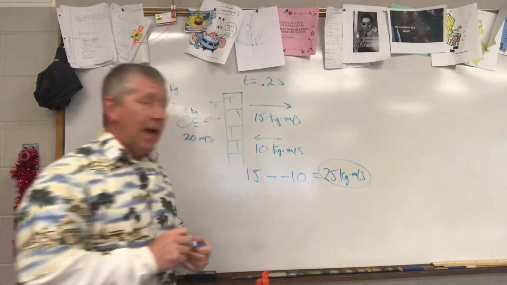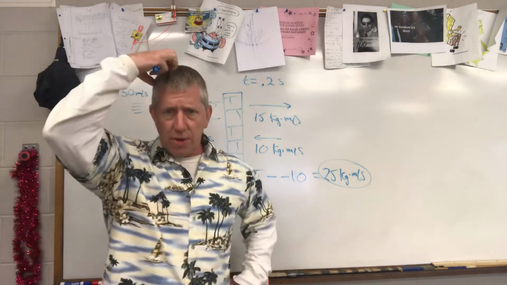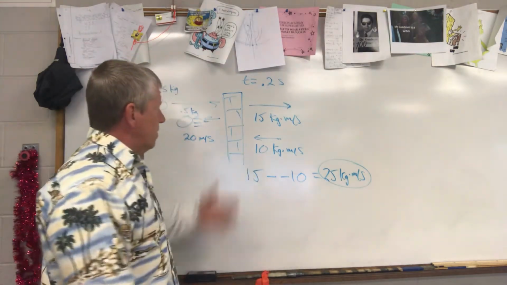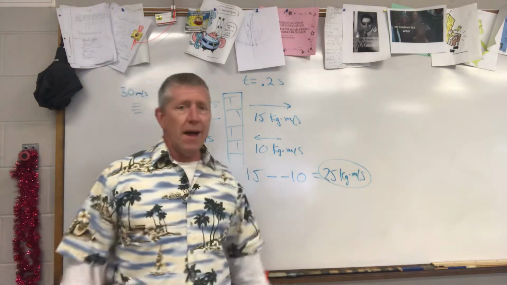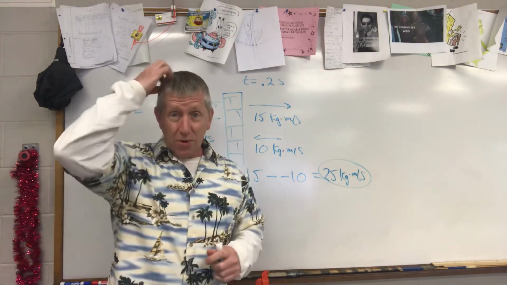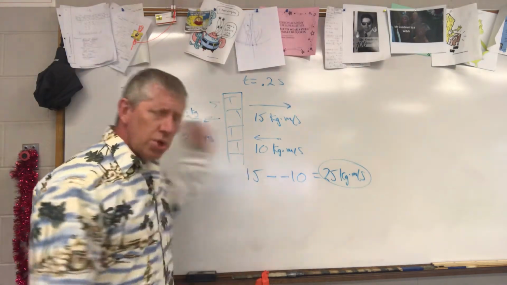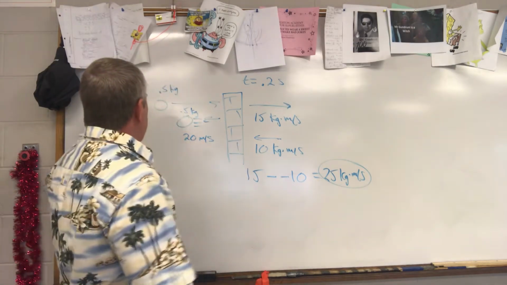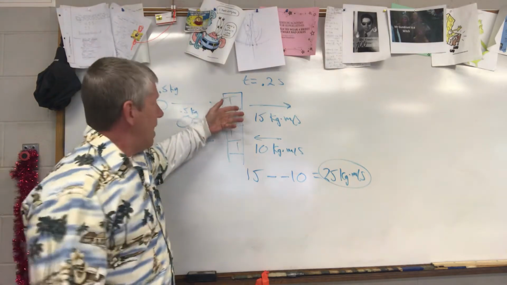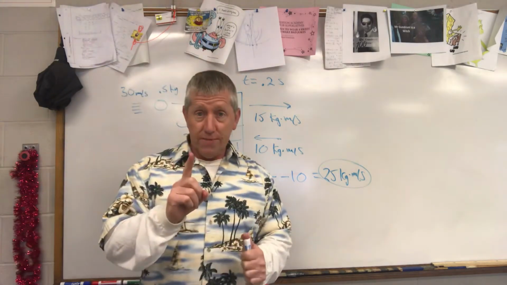Some of you might be not happy with that. Your brain's going scratchy because it was 15 and then 10. How can it be 25? Actually, here's what's going on. That's a huge change for this ball. Huge. You've got a ball coming in at over 60 miles an hour. Hits the wall. What's it have to do?